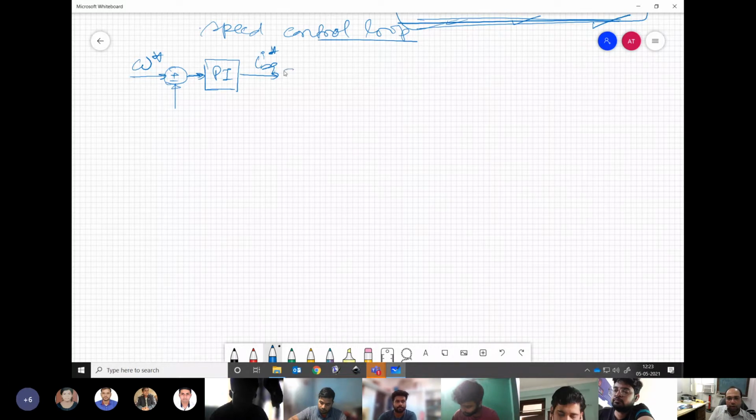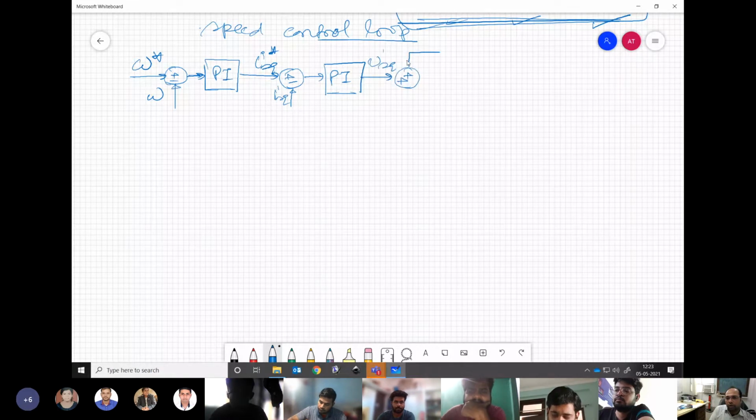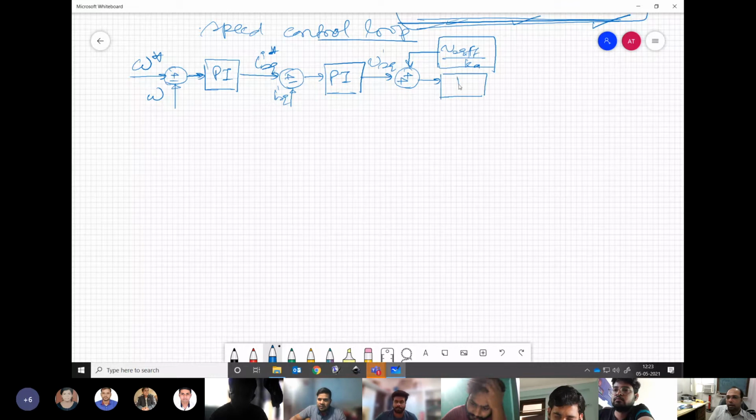We need not do anything on IMR. This will be deciding the reference, and when we compare with our feedback ISQ and pass it through the PI controller, this will be generating our VSQ reference, where we need to add the feed forward. I will come back to that. What is the feed forward over here? You can call it VSQ FF divided by our gain, similar to what we have done for PMSM or separately excited DC motor. Then comes our converter gain. So we can call it KA.